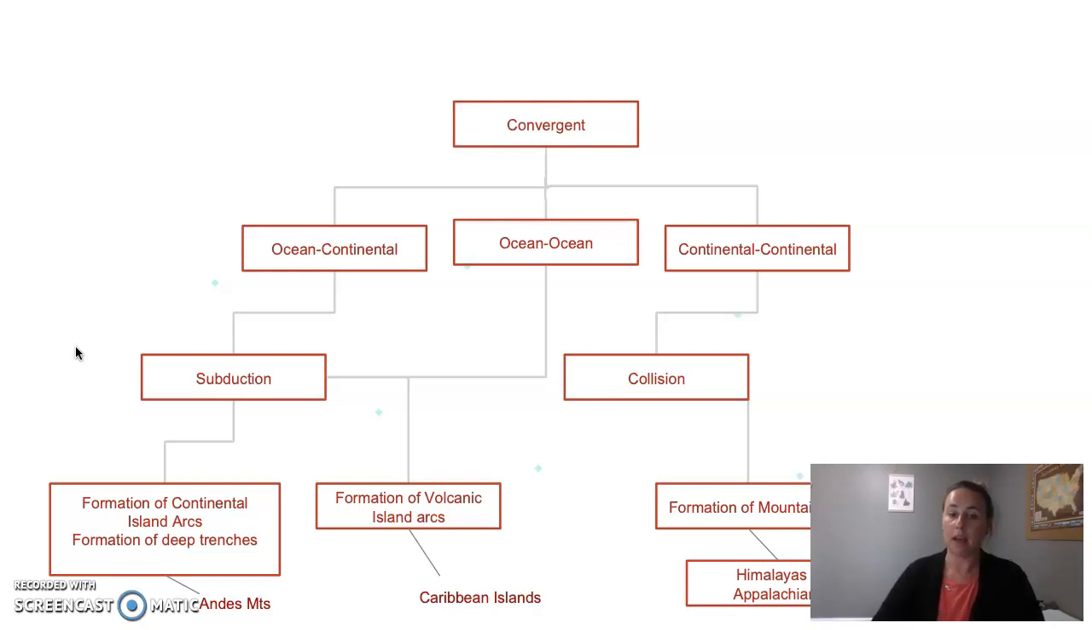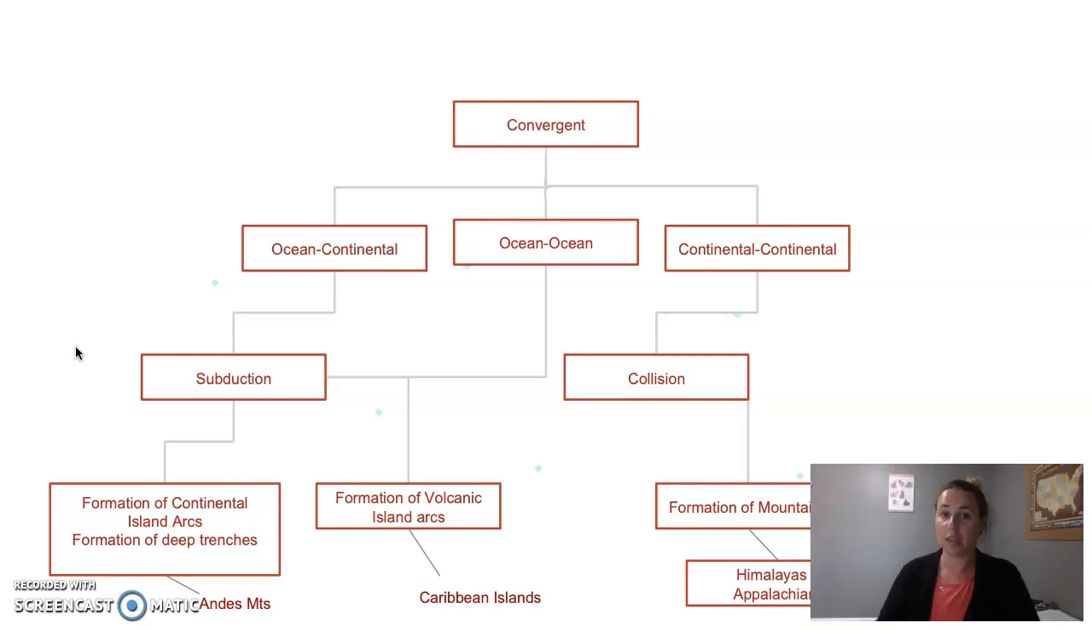When oceanic crust and oceanic crust meet, once again one will be subducted underneath the other. I'm sorry, the older oceanic plate will be subducted underneath the younger oceanic plate. What you will get from that is the formation of volcanic island arcs. A good example of this is our Caribbean islands.